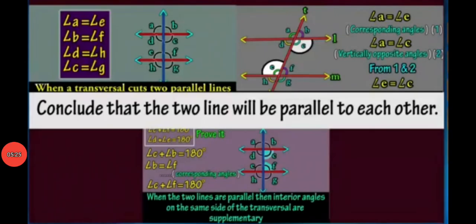Therefore, in order to prove that the given lines are parallel, you have to show either alternate angles are equal, or corresponding angles are equal, or the co-interior angles are supplementary.